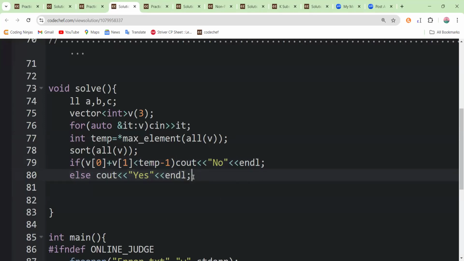Any doubt? Anyone having any doubt? Should I move on to the next question? 74th line.